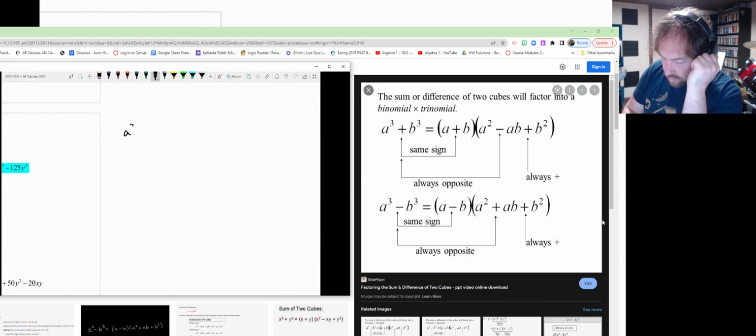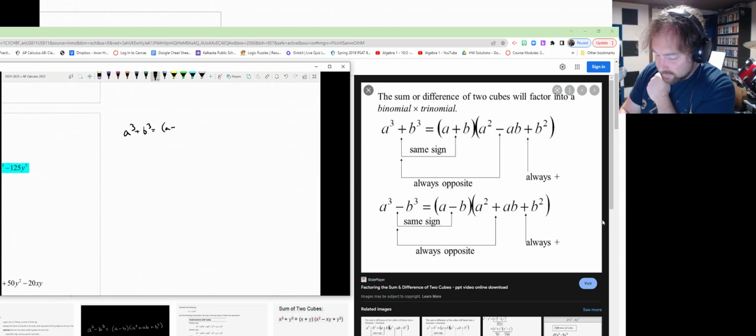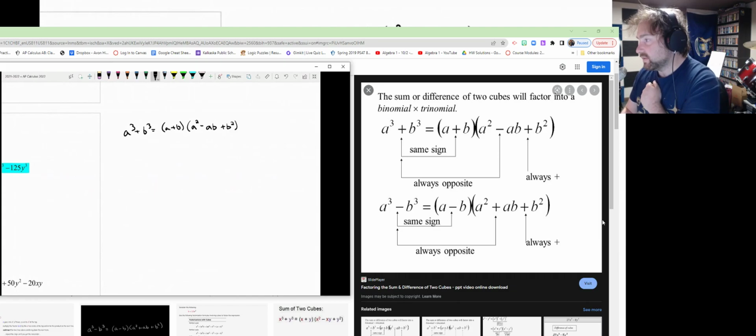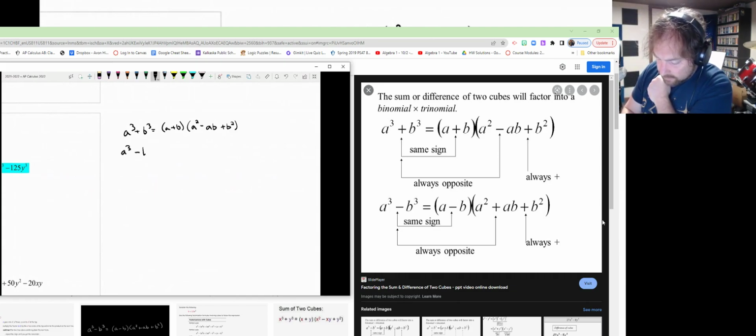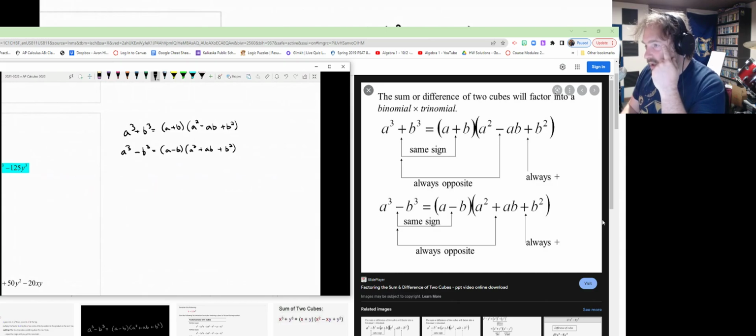When you have something cubed plus something else cubed, the pattern becomes A plus B times the first thing squared, minus the first and second things multiplied together, plus the second thing squared. The same pattern holds when the sign is reversed to a subtraction sign. It's now A minus B times A squared plus AB, but this one is always plus B squared at the end. So a couple of simple patterns to memorize. It's actually not too tough to memorize it.